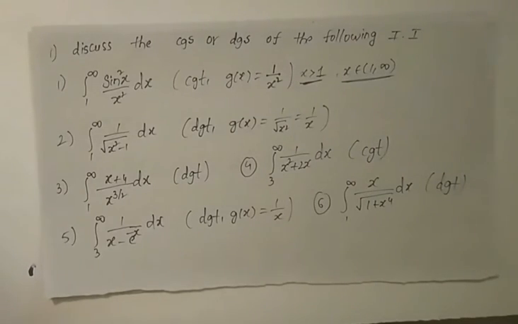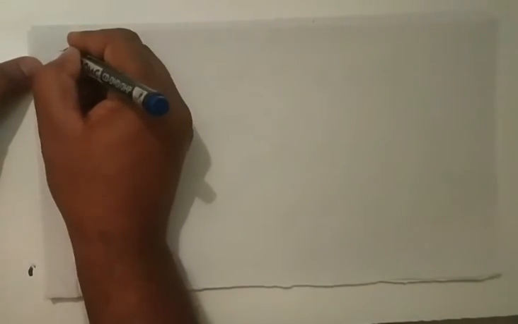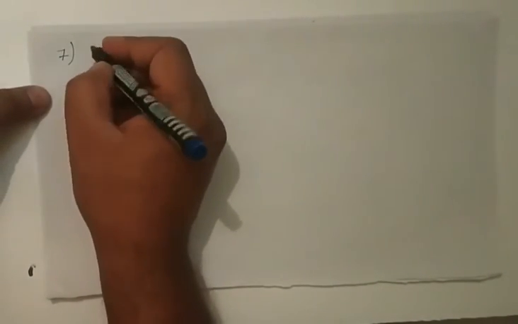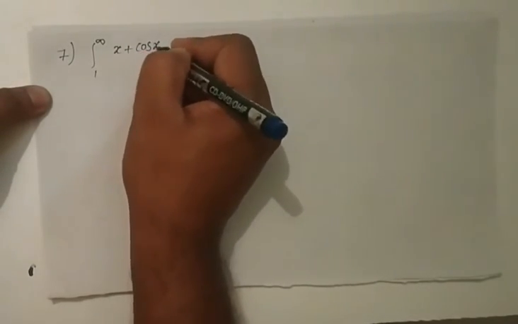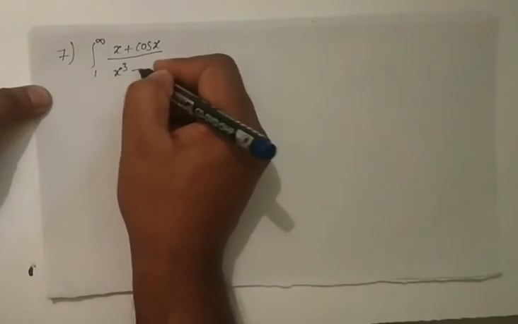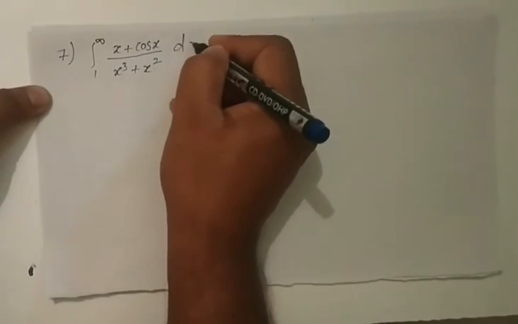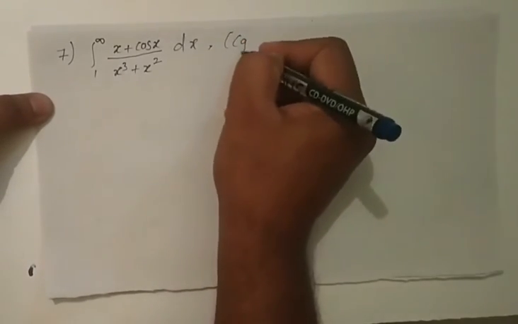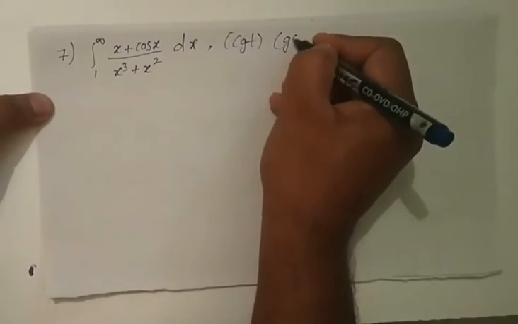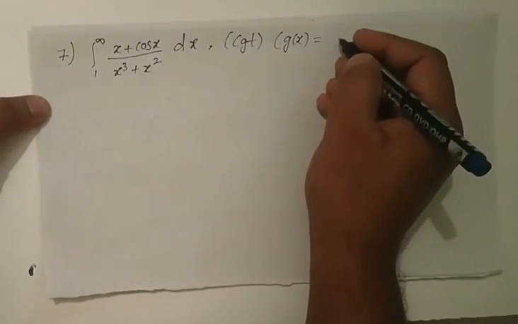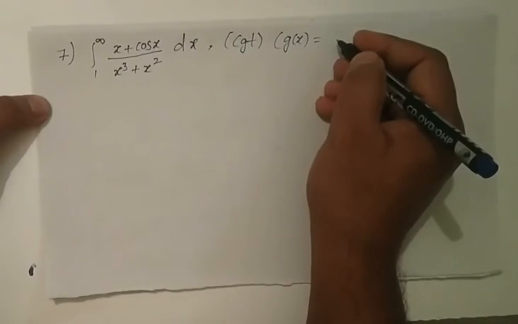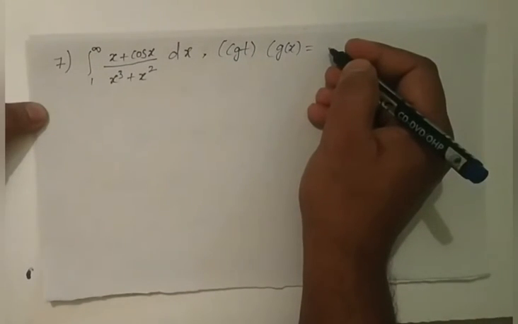Next, seventh one, very important seventh one, integral from 1 to infinity of x plus cos x divided by x cube plus x square dx. Okay, this is convergent. What is the function g of x? Tell me, students. What is the highest power of x in numerator? In numerator we have two functions, x and cos x. What is the highest power of x?